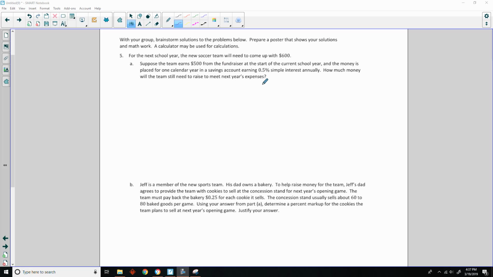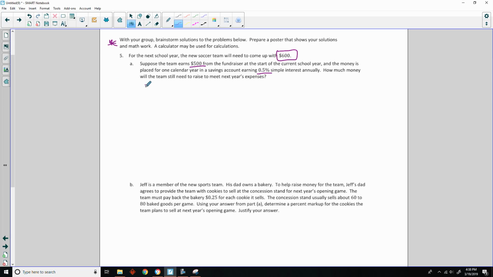Okay, so you'll notice in your student edition that it says, with your group brainstorm solutions to the problems below, prepare a poster that shows solutions in math work. A calculator may be used for calculations. Obviously, I'm not going to do that because I am just doing this on my own. So number 5 says, for the next school year, a new soccer team will need to come up with $600. Suppose the team earns $500 from the fundraiser at the start of the current school year, and the money is placed for 1 calendar year in a savings account earning 0.5% simple interest annually. How much money will the team still need to raise to meet next year's expenses?